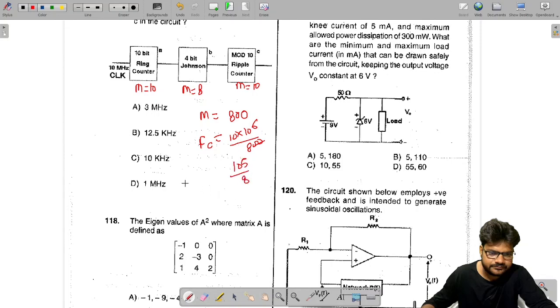So this is how much? 100 by 8 kilohertz, which is 12.5. So B option is correct.